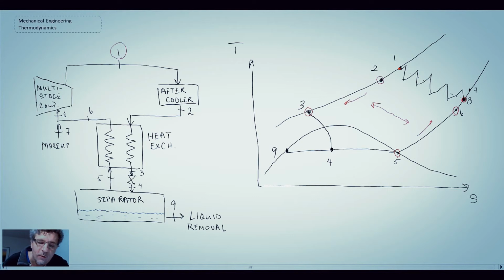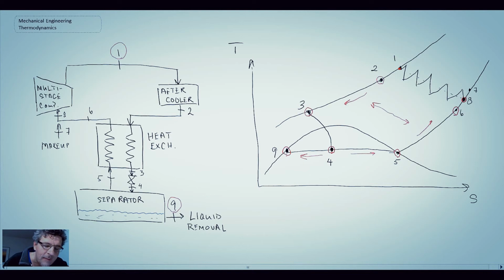We then go into a throttling process, which brings us into an area whereby we're in the two-phase or multi-phase region for air. And what we then do is we flow the fluid into a separator, and we knock out the liquid, and the vapor then goes to state 5. So the liquid there would be coming off at state 9, as shown here and here. And state 5 is where we go back into the heat exchanger.